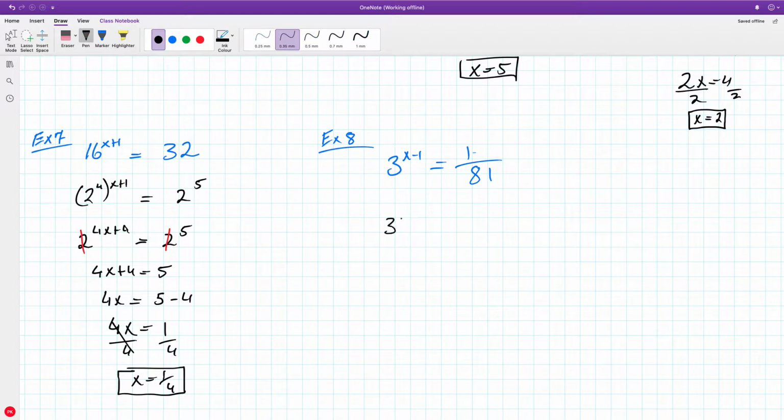3 to the power of x minus 1 is equal to 1 over 81, becomes 3 to the power of 4. That's 3 to the power of x minus 1 is equal to, bring up your 3, becomes 3 to the power of minus 4. The 3s cancel. x minus 1 is equal to minus 4. x is equal to minus 4 plus 1. x is equal to minus 3.